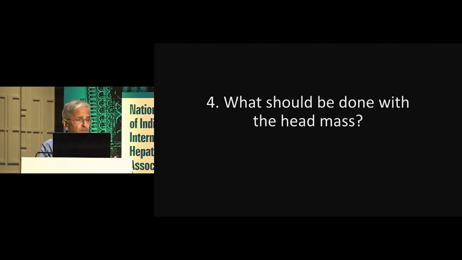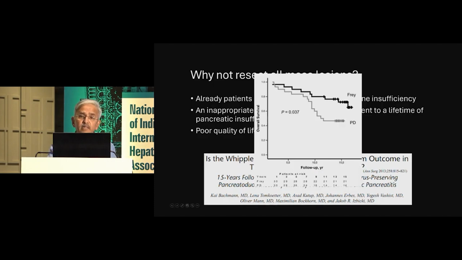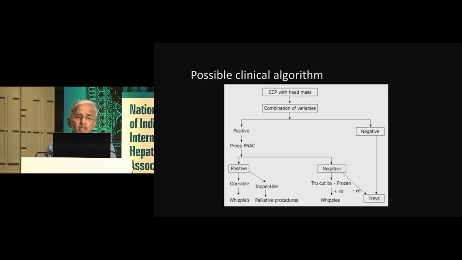So finally, what do we do with these head masses? Why don't we resect all the masses and be done with it? This is a paper from Jacob Izbicki's unit in Hamburg, which talked about the 15-year follow-up after Whipple procedure. My own take is that patients may already have exocrine and endocrine insufficiency, and an inappropriate resection would condemn patients to a lifetime of pancreatic insufficiency. In cancer, anyway, your survival would be poor. In fact, it showed that the overall survival of patients who had the Frey procedure was substantially superior to those who had Whipple resection. So my algorithm would be to study the variables.